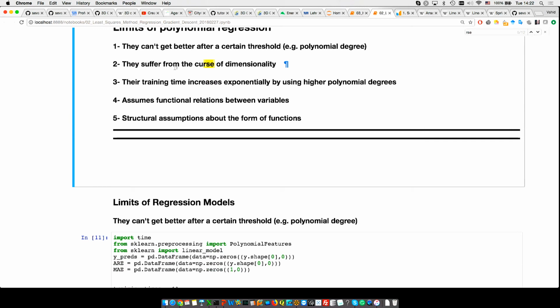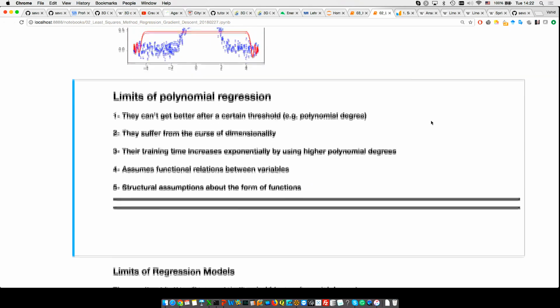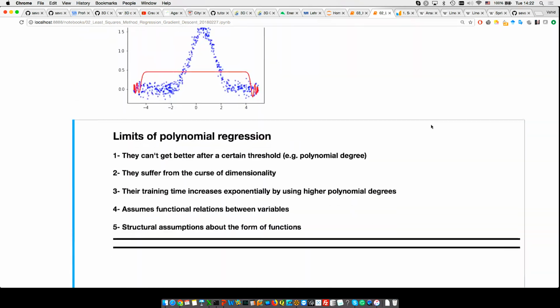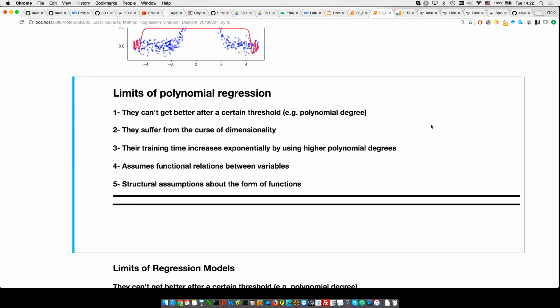The second thing is that they suffer from the so-called curse of dimensionality, and that's important because, I will show you in a moment, when you multiply these vectors, these dimensions together, it creates a high dimensionality.